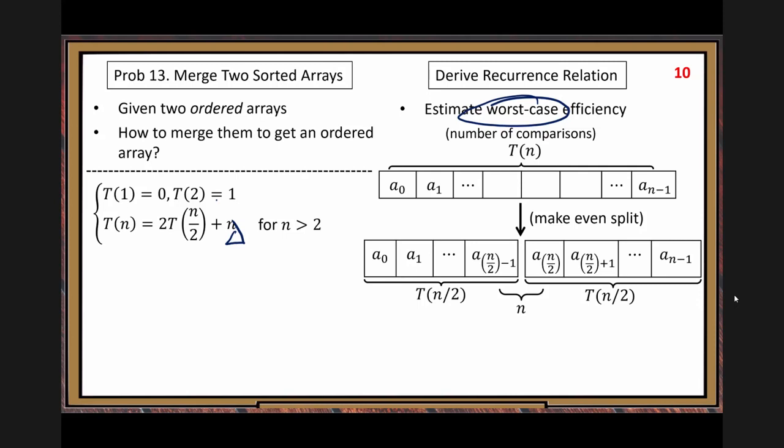All right, so now we need to solve this recurrence relation. But we just want to estimate. If you pay attention to the detail, n over 2 sometimes may not be an integer, so you may need to apply the floor function. That would make the computation much harder. Remember, here we do approximation.